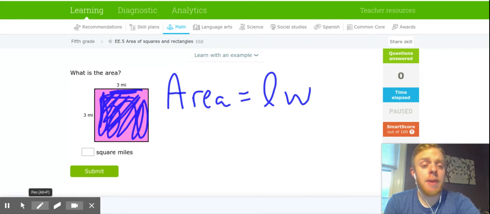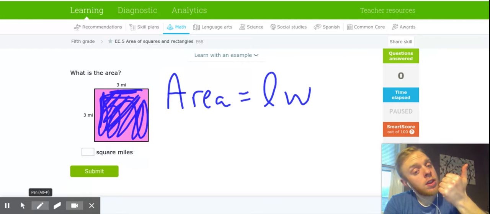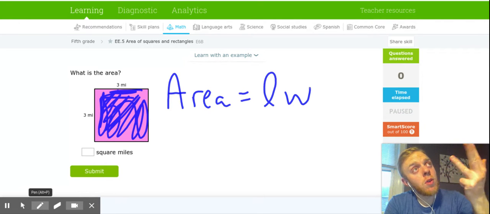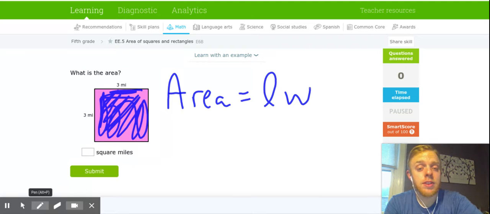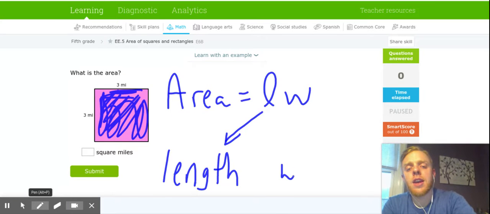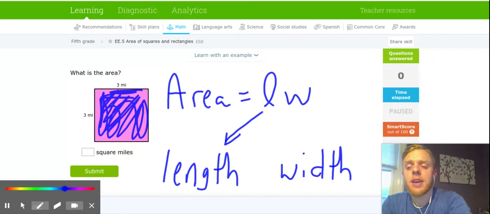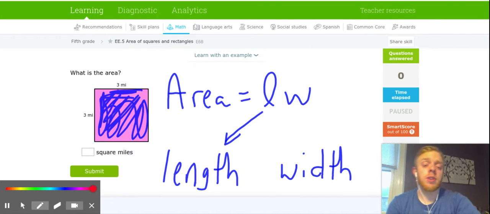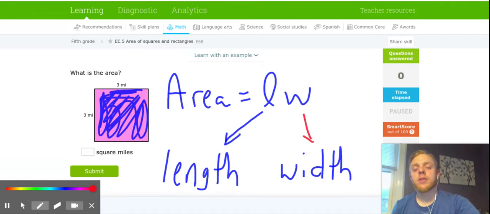So I want you guys to take about 5 seconds to think, what do you think L could be? What do you think W could be? What word are they representing? I'll give you a hint. It starts with an L and it starts with a W. Go. All right, that was 5 seconds. Hopefully, you thought of the words length and width. Awesome.